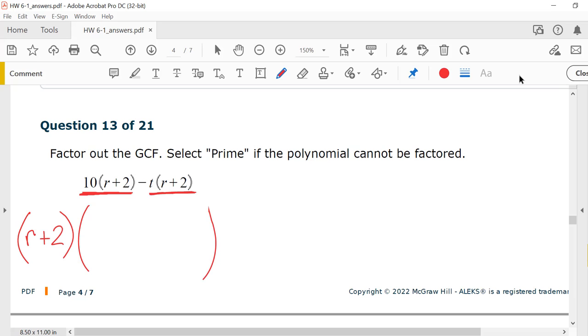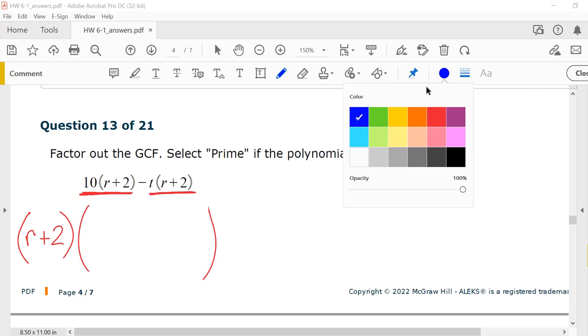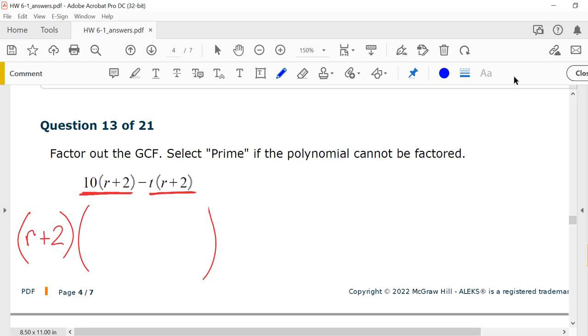So what remains? Well, let's do the same thing we did above. If r plus 2 is factored out of this term, I'm left with 10. Minus, if r plus 2 is factored out of that term, I'm left with a t. So my answer is r plus 2 times the factor 10 minus t.